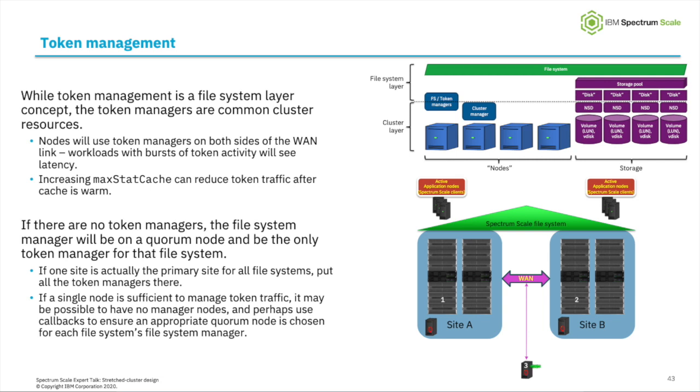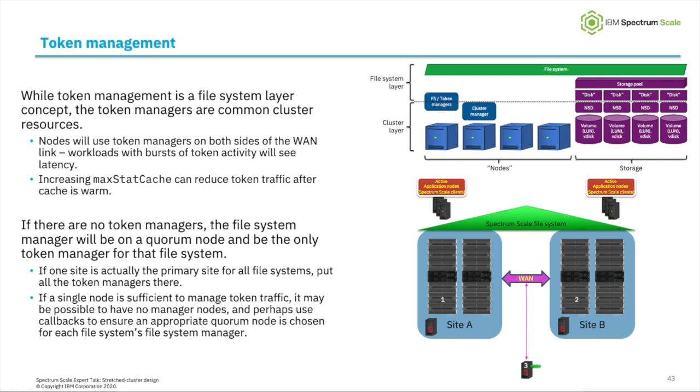When a node first starts reading files, I can tune up maxStatCache, and that will reduce token traffic once I get past my initial cache misses. I do wish there were a way to associate a set of token managers with either a file system or a fileset, but there isn't.